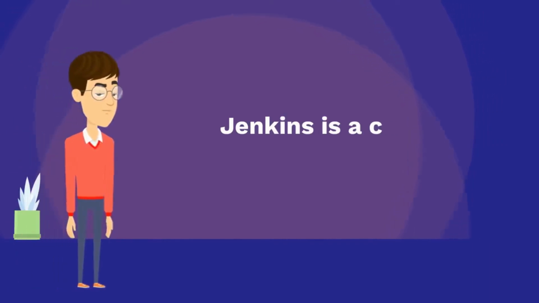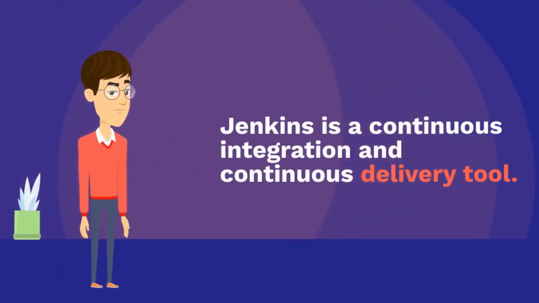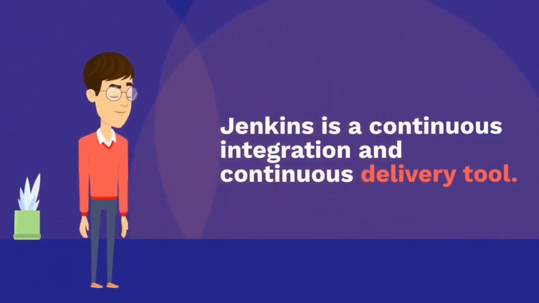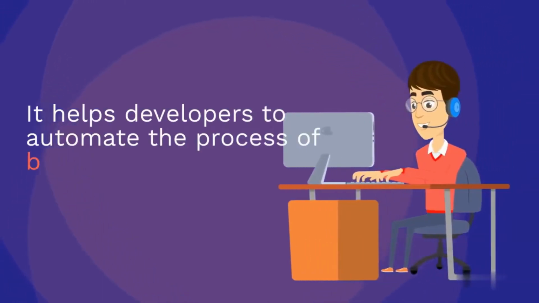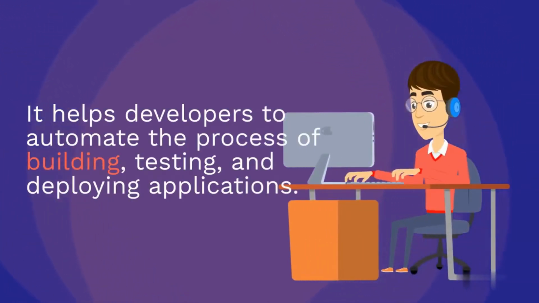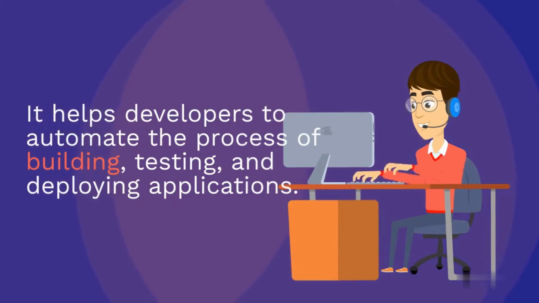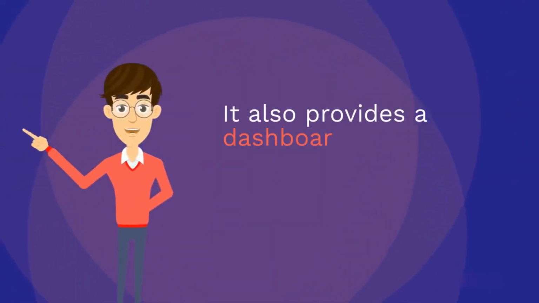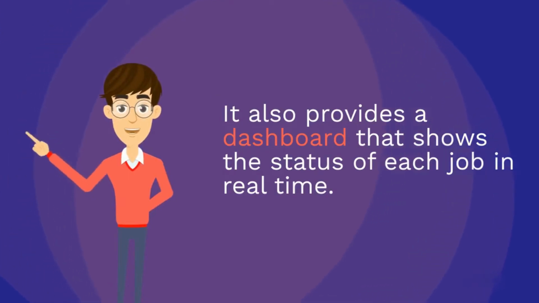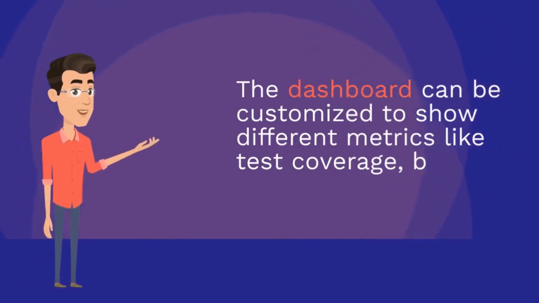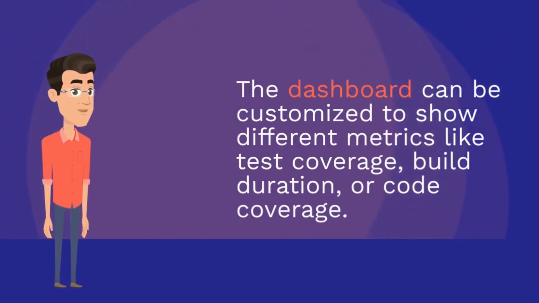Jenkins is a continuous integration and continuous delivery tool. It helps developers to automate the process of building, testing, and deploying applications. It also provides a dashboard that shows the status of each job in real time. The dashboard can be customized to show different metrics like test coverage, build duration, or code coverage.